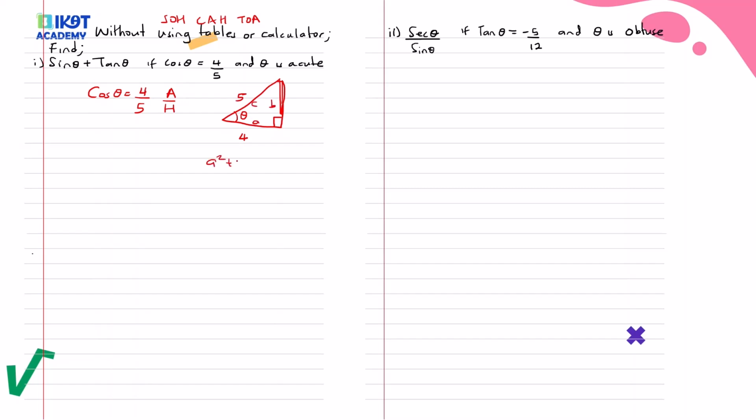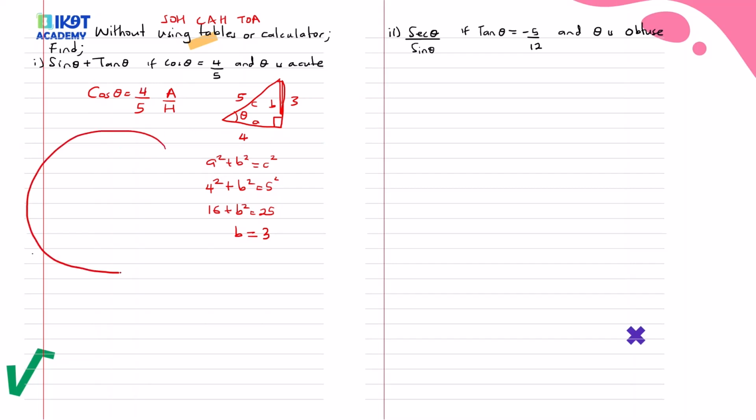Then we have A squared plus B squared equals C squared. So 4 squared plus B squared equals 5 squared. So 16 plus B squared equals 25. Eventually you're going to get B as 3. So this side is 3. Now, as I said, this is just to help us find the missing side. With time, we're just going to go straight to drawing the quadrant.